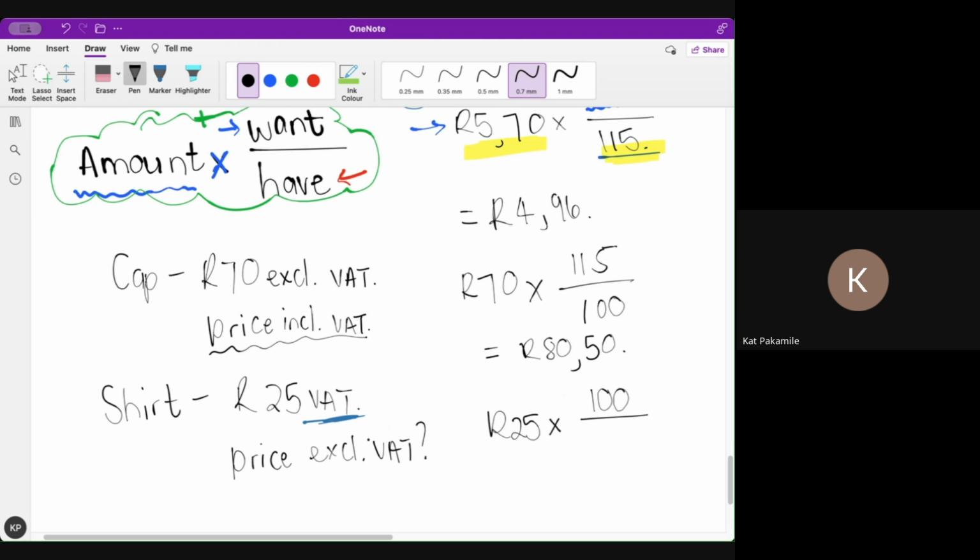What does this 25 rand represent? Does it represent 115? 115 is your price including VAT. Nice, guys. It represents 15. So that means, what was my price excluding VAT? 25 times 100 over 15. So then my price excluding VAT was 166 rand 67 cents. Is it 66 or 67?